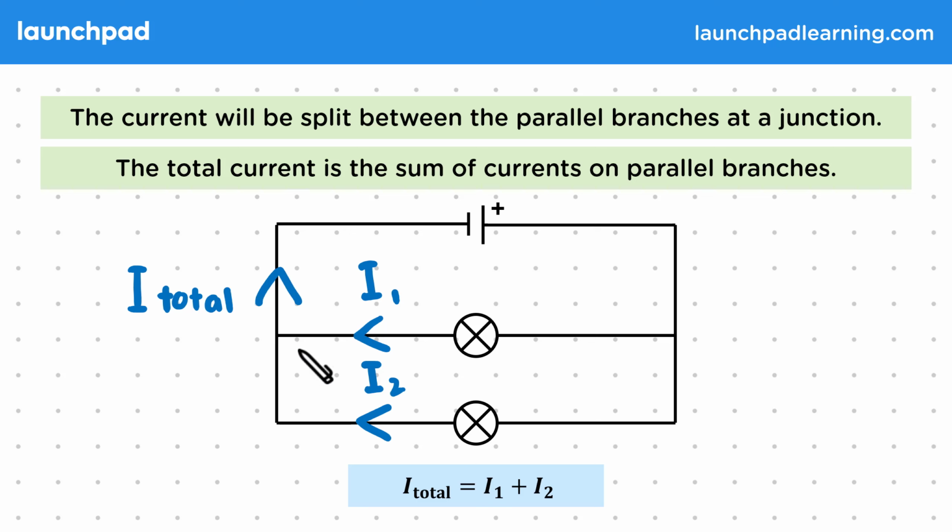Also remember that on a branch of a circuit, the current is the same everywhere. So we'll have this same total current here. We can then imagine this current splitting up into I1 and I2 after the junction. Now let's try applying these two rules to an example problem.